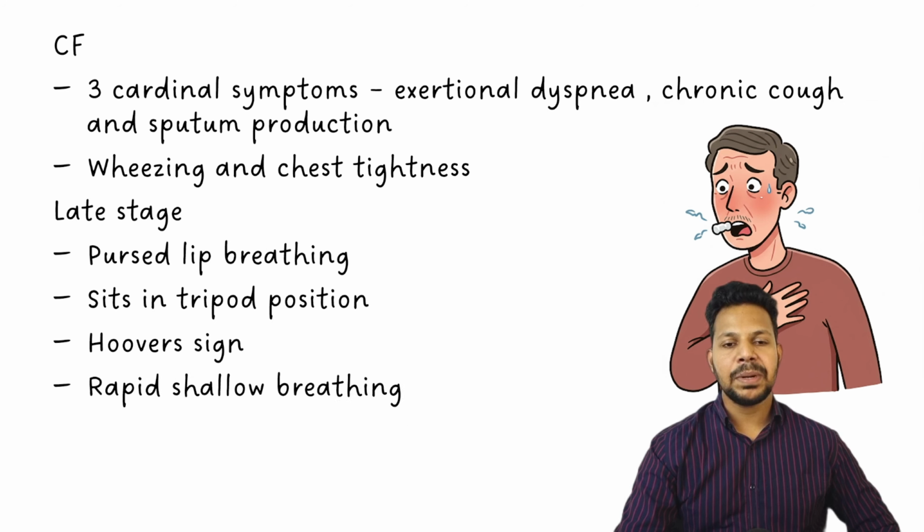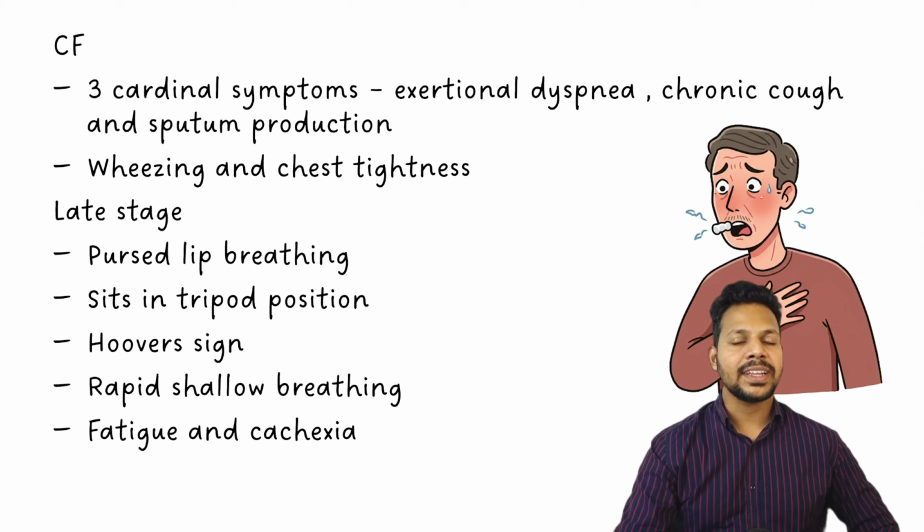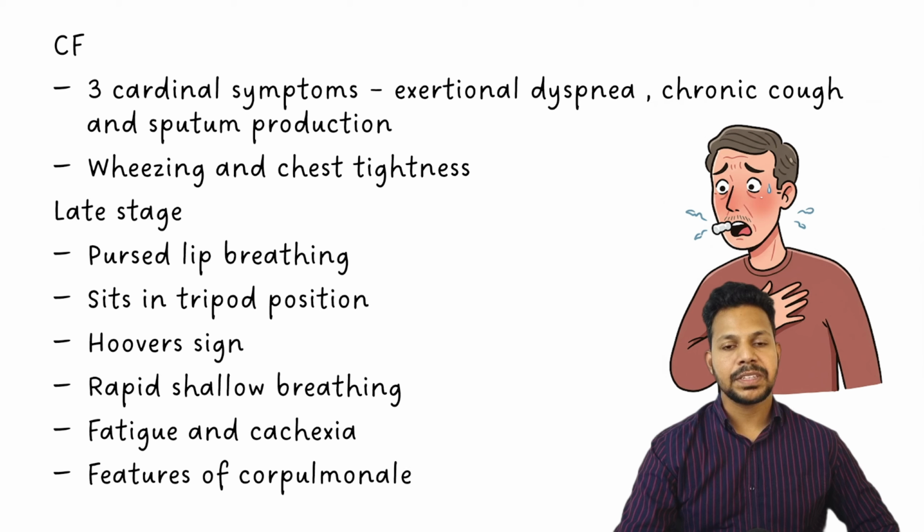The patient will have rapid shallow breathing, and because of increased respiratory effort for a prolonged period of time, the patient will have fatigue and cachexia. And of course, chronic COPD will result in right heart failure, and that is called cor pulmonale. The features of cor pulmonale like bilateral pedal edema, congestive hepatomegaly, and ascites may be the eventual result.